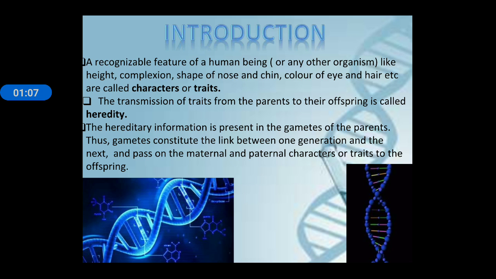It means it is a process by which traits are transferred from parents to the next generation, to the children, known as heredity. And the hereditary information is present in the gametes of the parents. Each parent produces gametes, that is, the male parent produces male gametes and the female parent produces female gametes. So these gametes are helpful for the transmission of these characters. Gametes are, you can say, a link between parents and their next generation.